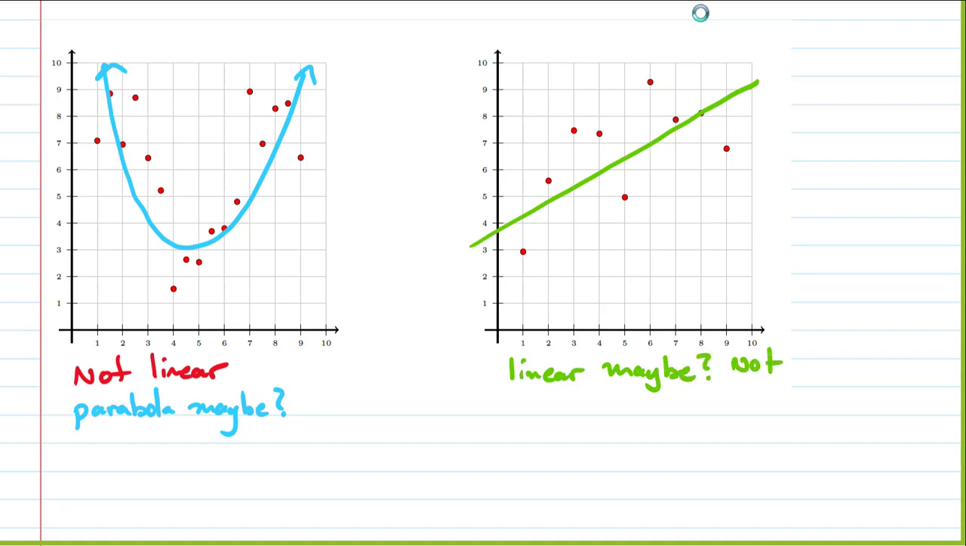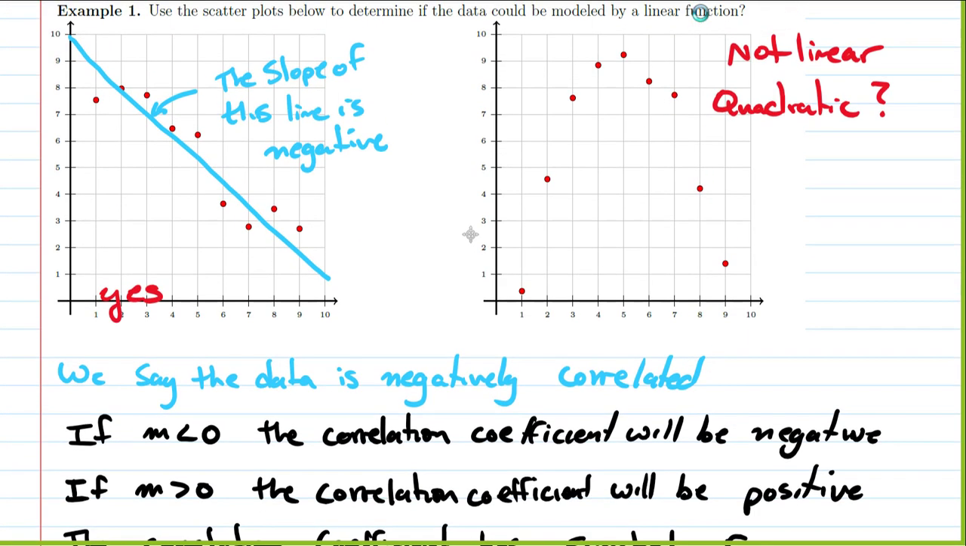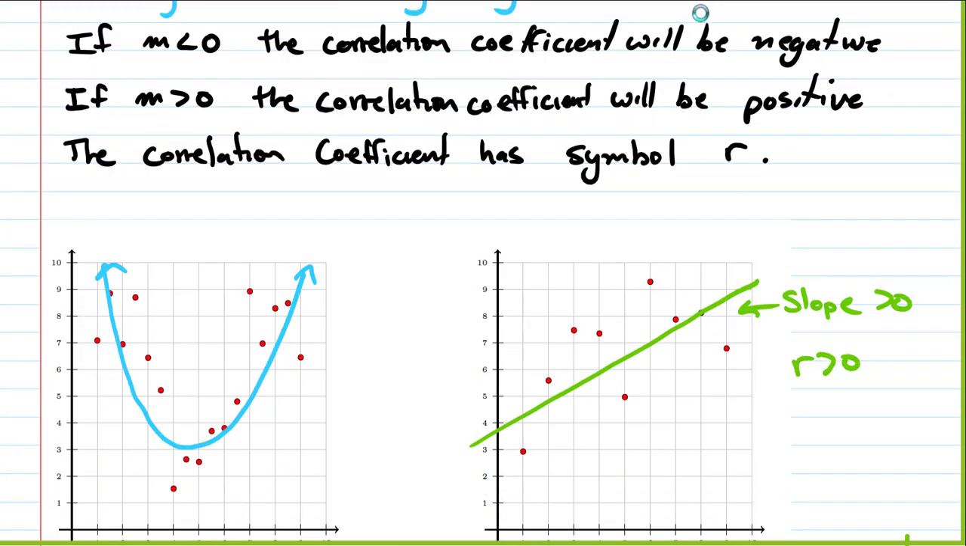Not very good. So this is where the correlation coefficient is going to come in handy. For this one, our data does appear to rise as we go from left to right, so we would have a positive slope. That would tell us that our R value would have to be greater than 0. So besides telling us the slope of the trend line, R tells us something else.